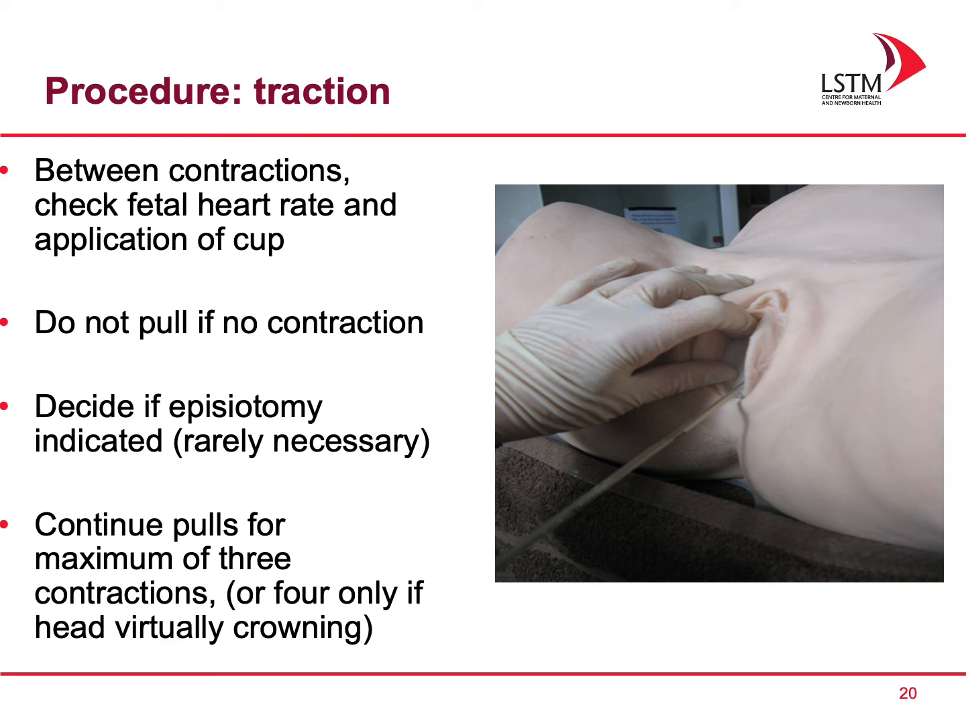So continue pulling up to a maximum of 3 contractions or 3 pulls. But these are not cast in stone. Remember, you might have pulled thrice and the head is just about to be delivered. It's not delivered yet, but you've made so much progress, you are almost there. In such scenarios, of course, you're allowed to go for a 4th pull.